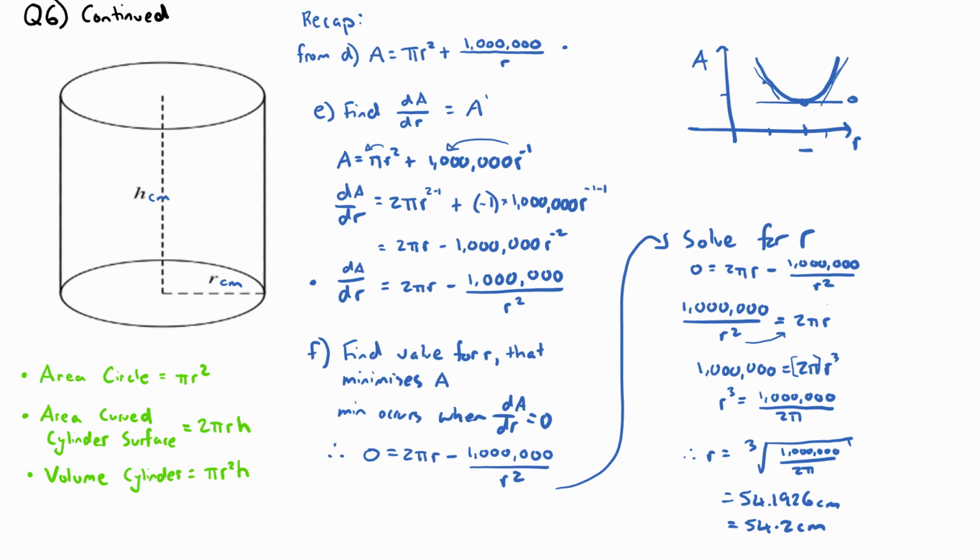54.2 centimetres. Okay, so this is the radius that will produce the minimum inner surface area of the cylinder, while still maintaining a volume of 500,000 centimetres cubed. And that is the answer to part F, question 6.